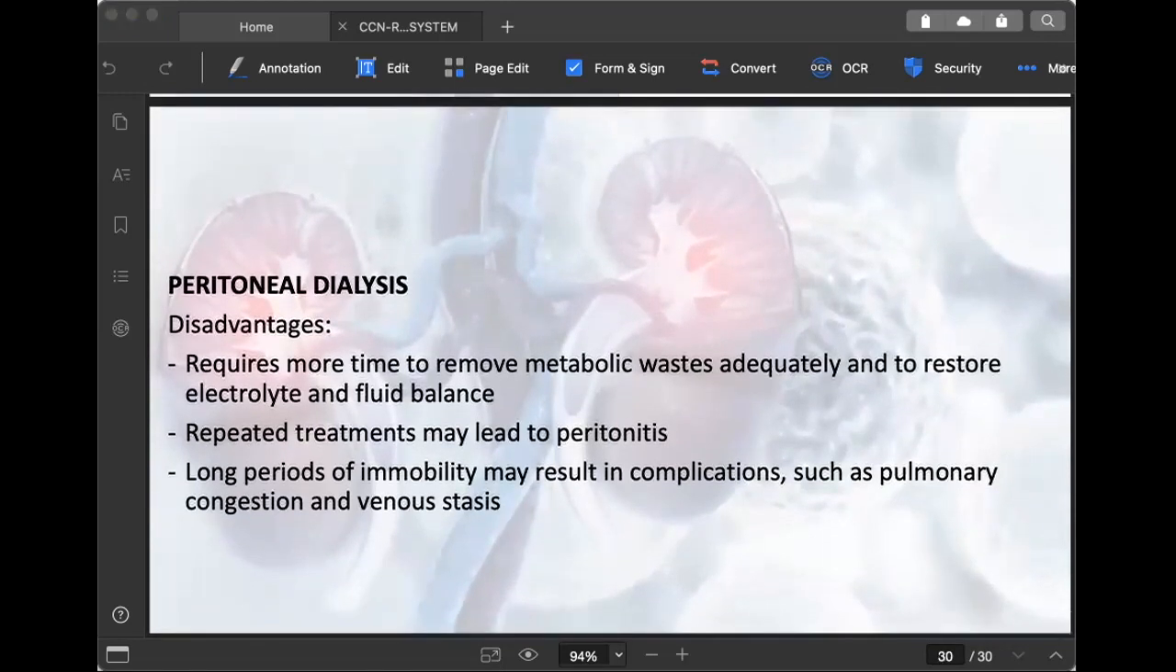And I think that's it for your CCN in terms of your renal system. What you're just going to remember here are the medications that are being used, or the medications that are nephrotoxic to our body. So that is for now.